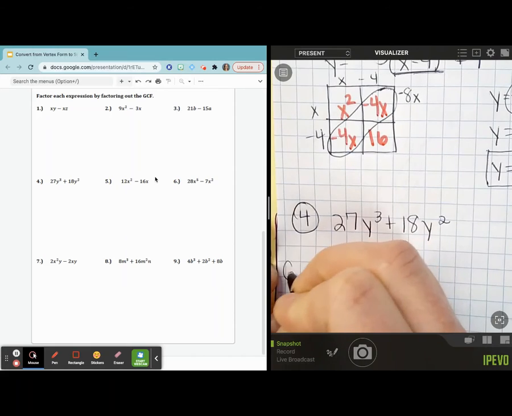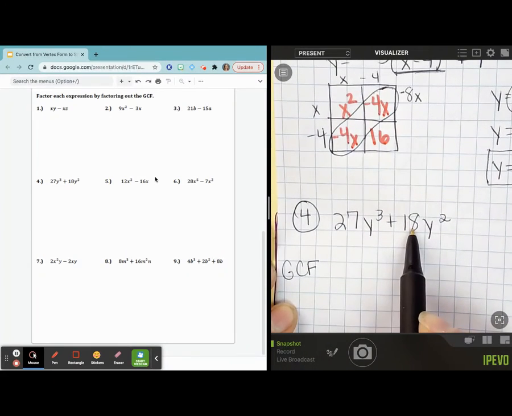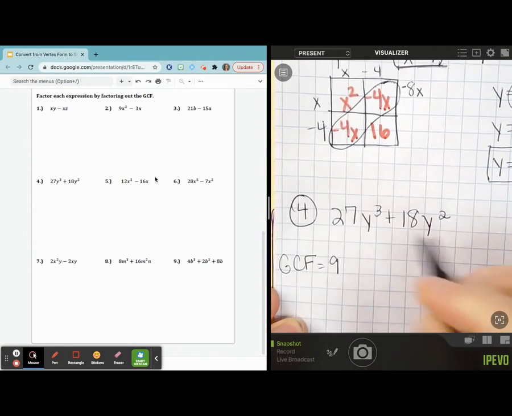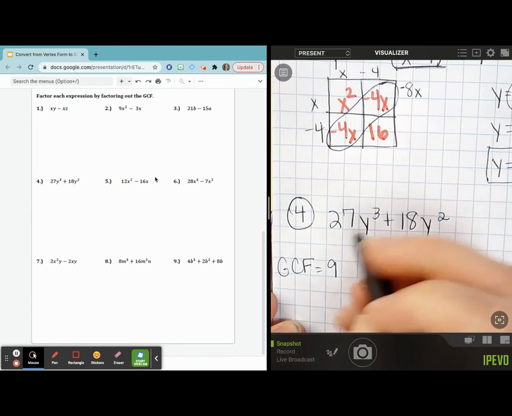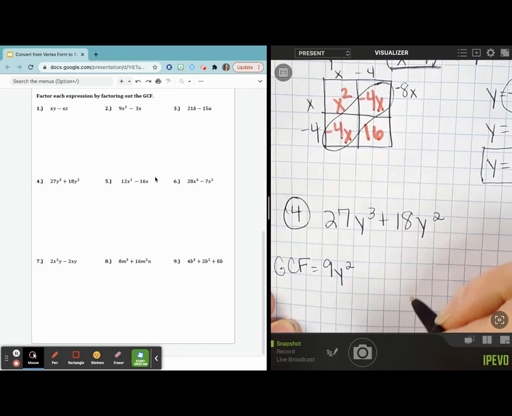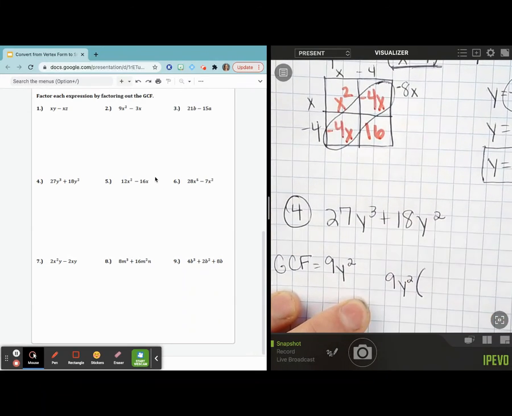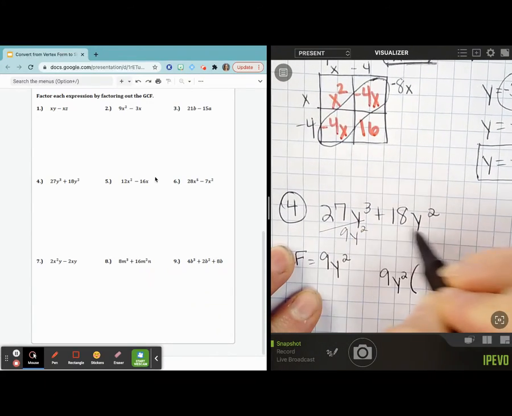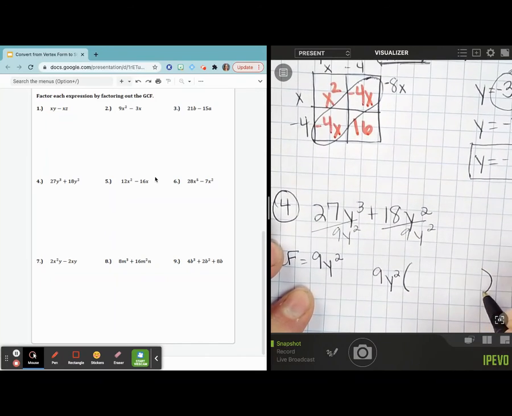So we look for our GCF first. We look and see what goes into both 27 and 18. And that would be 9. Then we look at y cubed, y squared. We pick the smaller one, so y squared. So that is what's going to go on the outside. So 9y squared parenthesis. We're going to divide each of these by 9y squared so we can figure out what goes in these 2 spots.